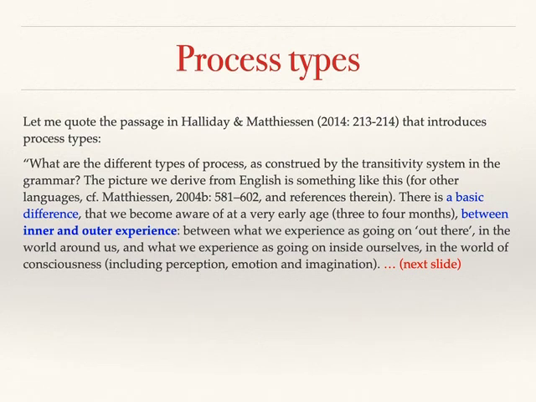Let me quote from Halliday and Matthiessen 2014, Halliday's Introduction to Functional Grammar. What are the different types of process as construed by the transitivity system in the grammar? The picture we derive from English is something like this. There is a basic difference that we become aware of at a very early age, 3 to 4 months, between inner and outer experience, between what we experience as going on out there in the world around us and what we experience as going on inside ourselves in the world of consciousness. And this includes perception, emotion, imagination, desire, and so on.